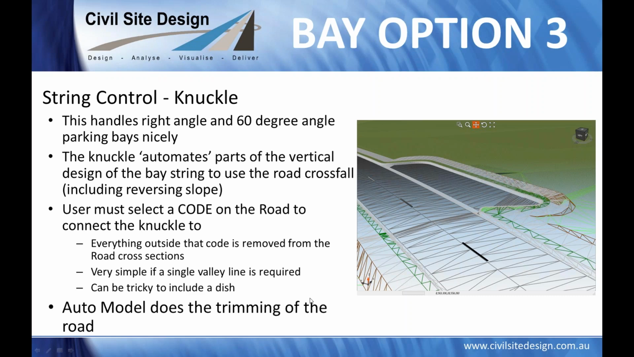And so you can have any shape you want hanging off the edge of a road, and that is treated as a knuckle. And a knuckle has a special purpose for a road string. It will cut up the cross sections of the road string from whatever code you pick on the road outwards and replace it with the knuckle. And the beauty of this is that it goes into the total model. So you don't need to build your own model. You don't need to make sort of detailed adjustments in a modeling sense.